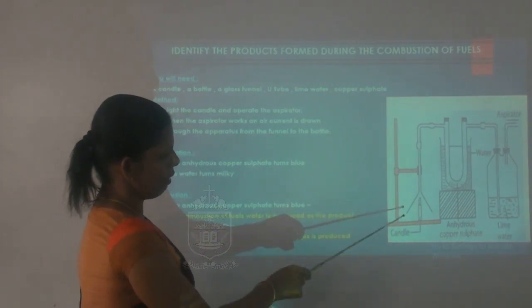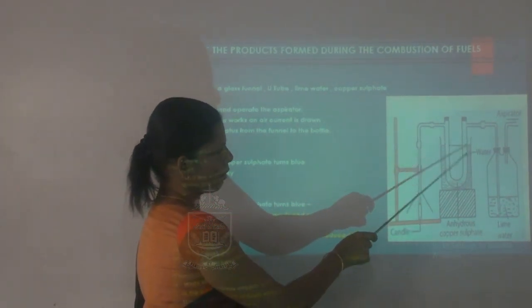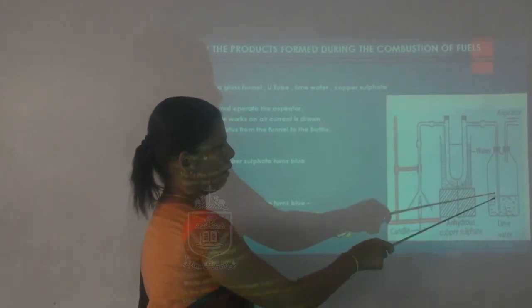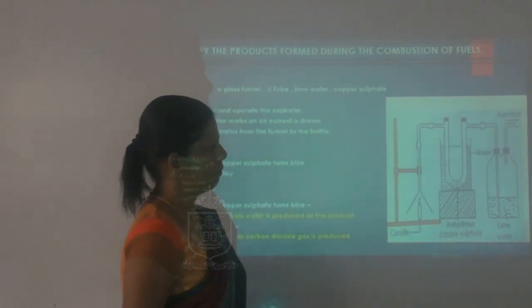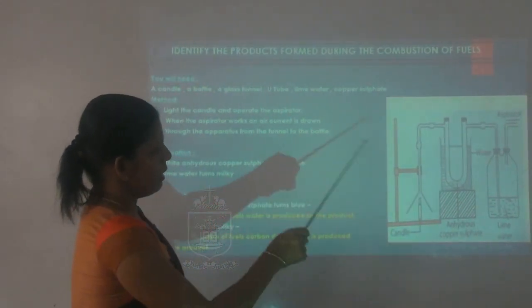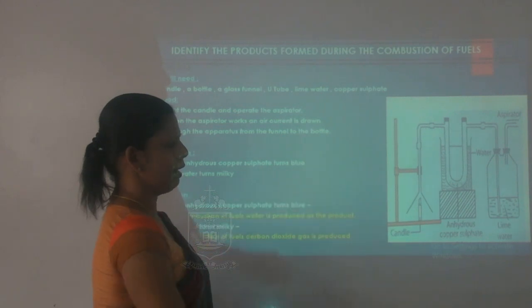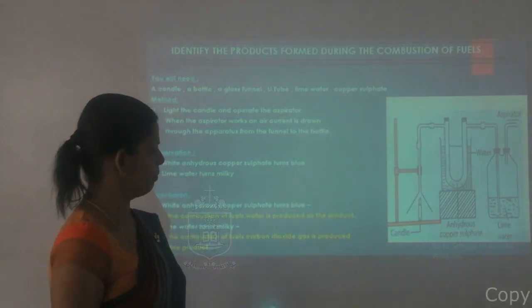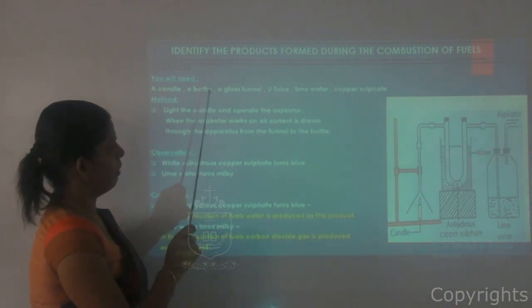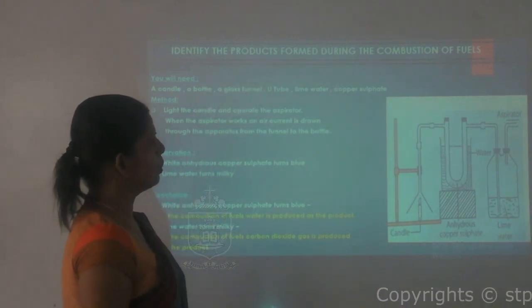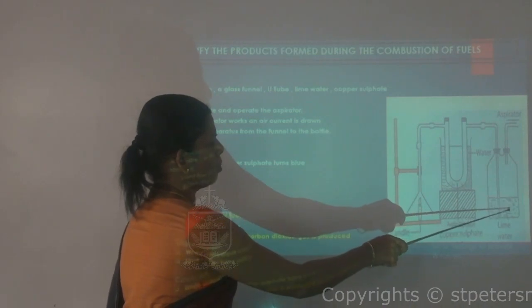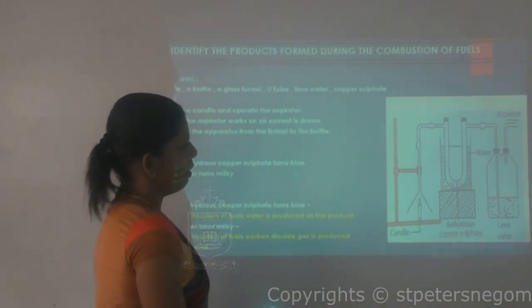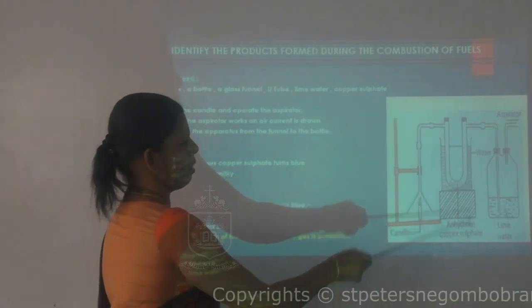You can see a candle and the beaker and the tube and a bottle. There's an aspirator. So what is the thing that we are going to prove through this practical? We need a candle, a bottle, a glass funnel, a U-tube, lime water, and anhydrous copper sulfate.